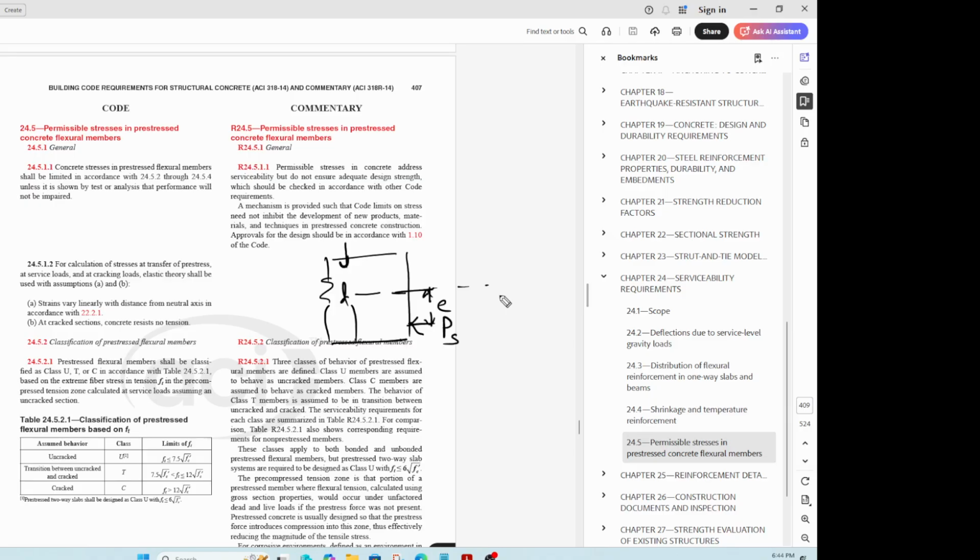right? So the advantage with this is that the beam initially has compression at the bottom and tension at the top, because it is creating a moment like this. This is P, that is e, so it's creating a moment like this. So it's going to compress this layer and then stretch the top layer.